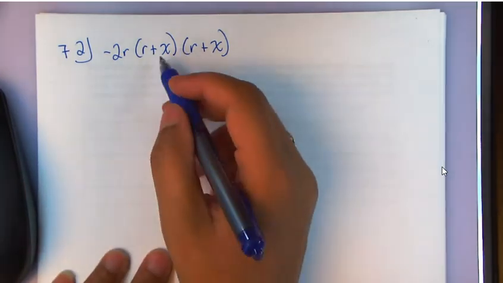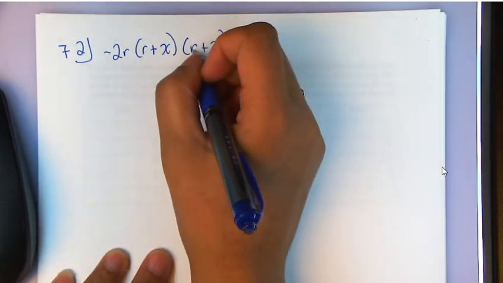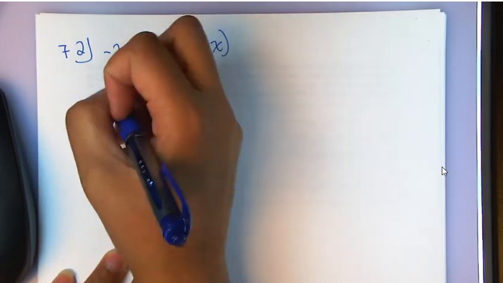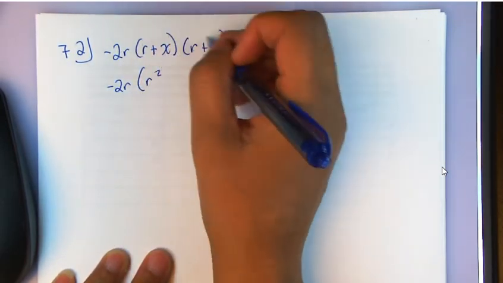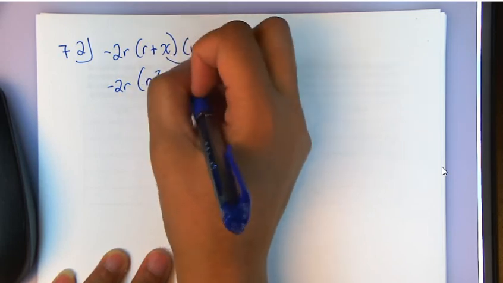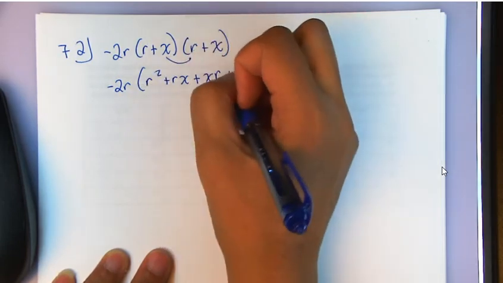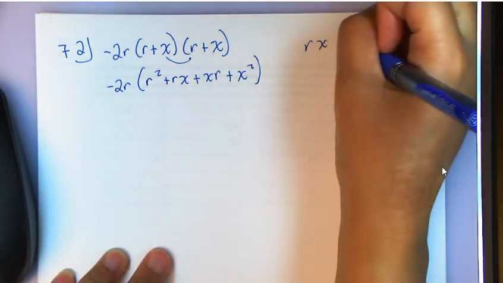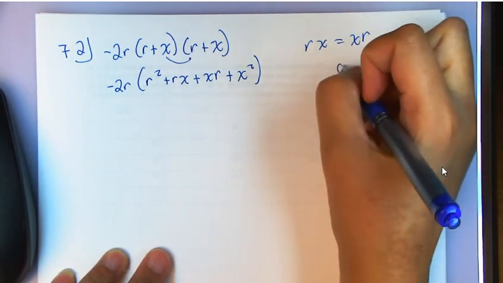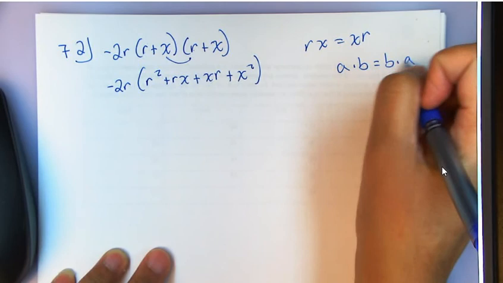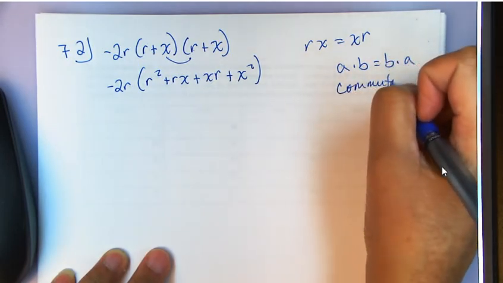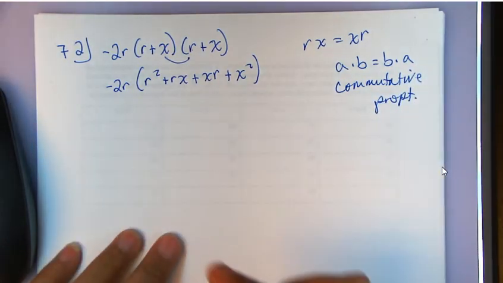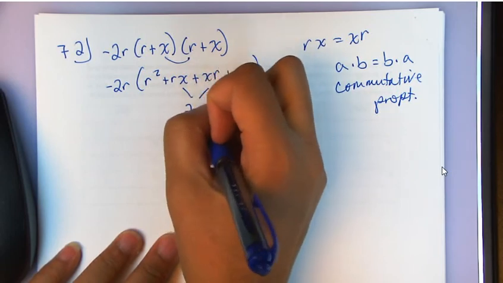I'm going to go r FOIL, so I'm going to do r times r is r squared. Remember, I'm putting that in parentheses because we're not adding, we're multiplying. Got this negative 2r still in the front. Then the outer, which is plus rx, inner, plus xr, and then last, plus x squared. Well, rx and xr are exactly the same thing. Remember, commutative says a times b is the same as b times a. That's the commutative property. So if that's the case, then these two combine to be 2rx. And then you've got your r squared, and then you've got your x squared.